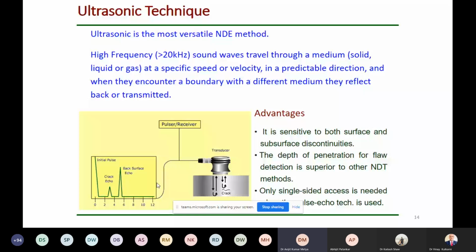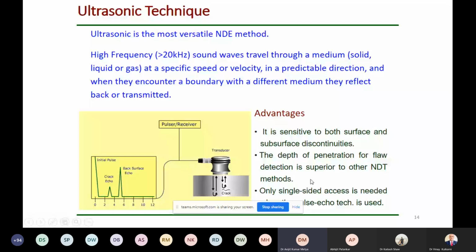So this is very sensitive to surface and subsurface discontinuities. So this is the depth. The important thing, the depth of penetration for flaw detection is very superior to other NDT methods. Only single-sided access is enough for the evaluation of the material using this technique.